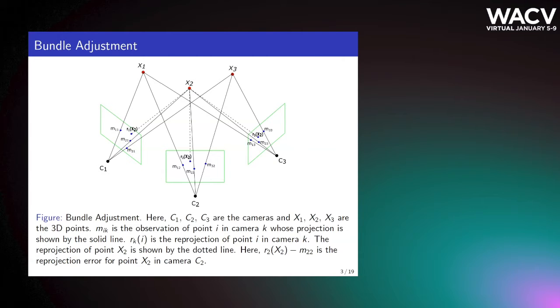Suppose we have three cameras C1, C2 and C3 and three points x1, x2 and x3. The observed projections of these points are given by the m's and the computed projections are given by the measurement function ri. The measurement function takes into account the 3D point parameters as well as the camera parameters. The difference between the observed projections and the computed projections is the reprojection error. The bundle adjustment process tries to find optimal 3D and camera parameters such that the total reprojection error is minimized.